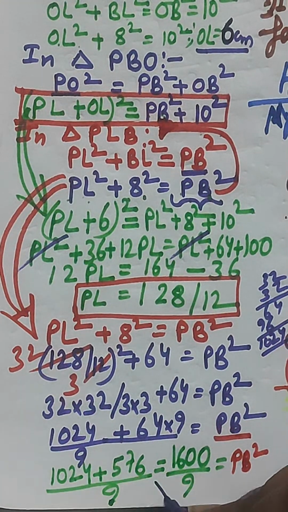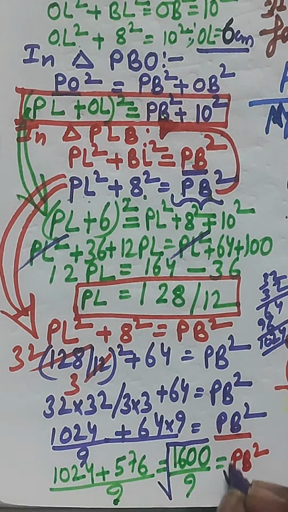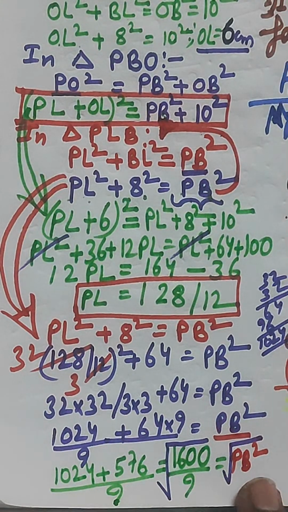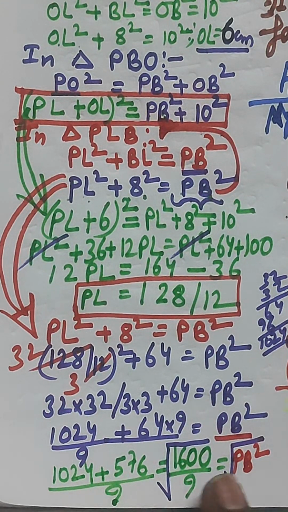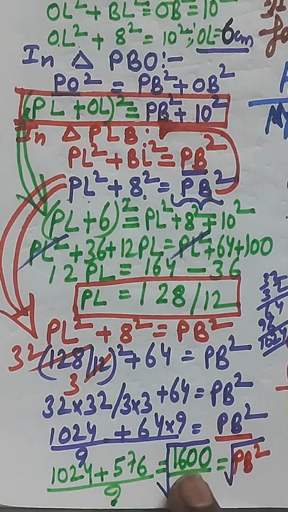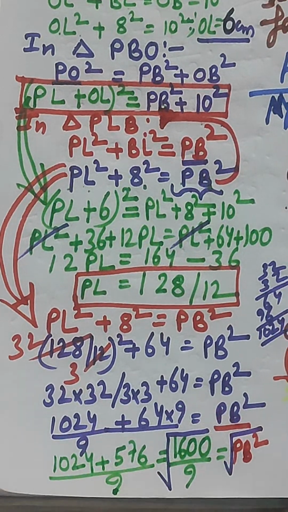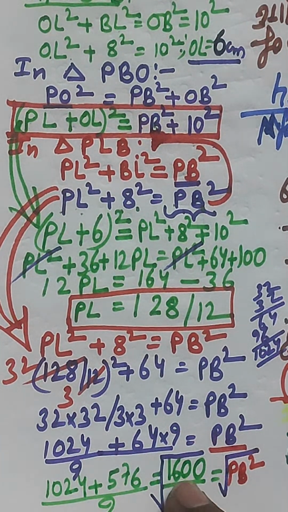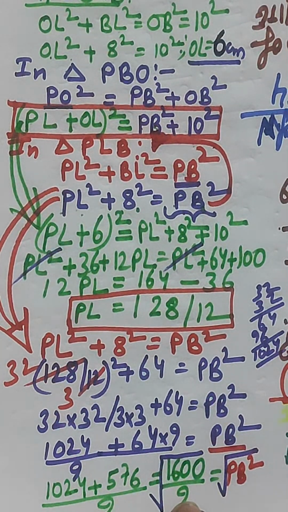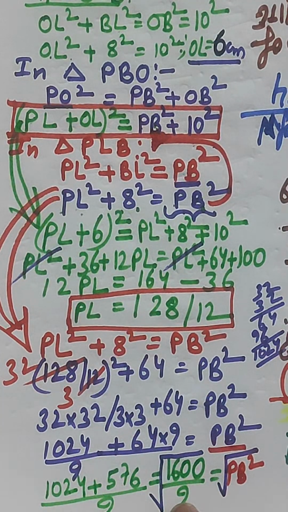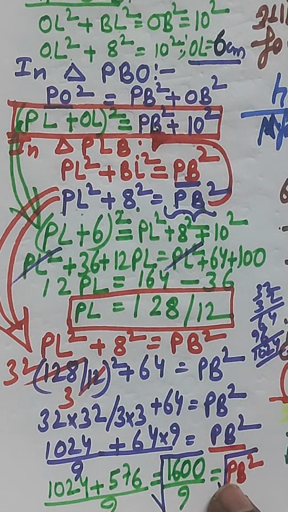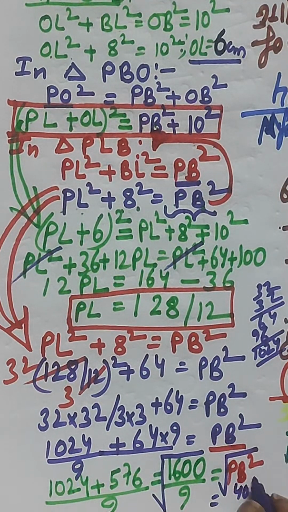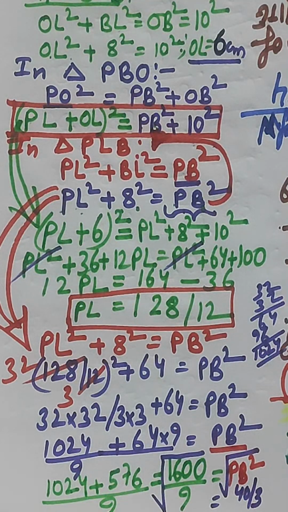So why don't you take the square root on the LHS and the square root on the RHS, right? When you do this, you get the value of PB on the LHS. The square root of 1600 is 40 and the square root of 9 is 3. So 40 by 3 is the length of PB, right?